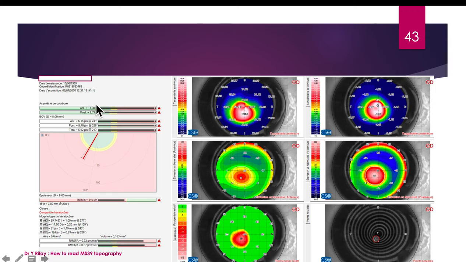In this case, we have all abnormal information. The asymmetry and the wavefront information are abnormal, and all maps are abnormal, and all the abnormalities are in the same area. It's the same area, and this is compatible with a keratoconus.